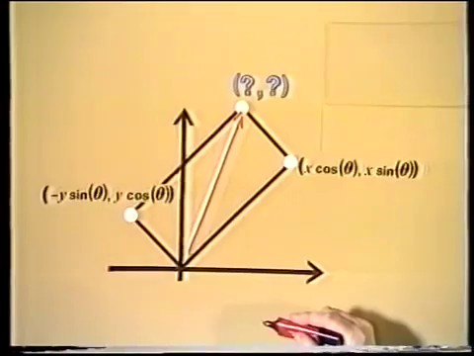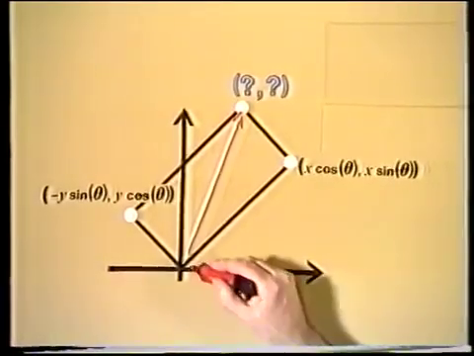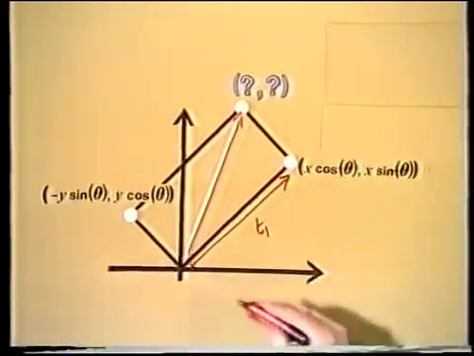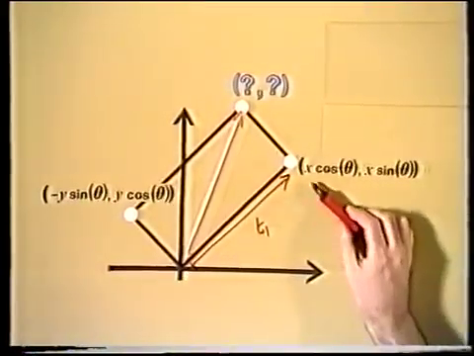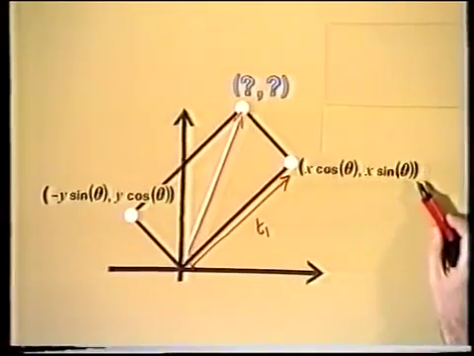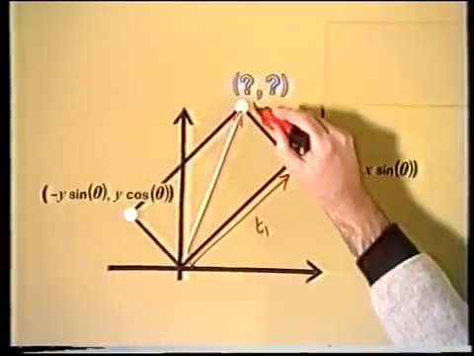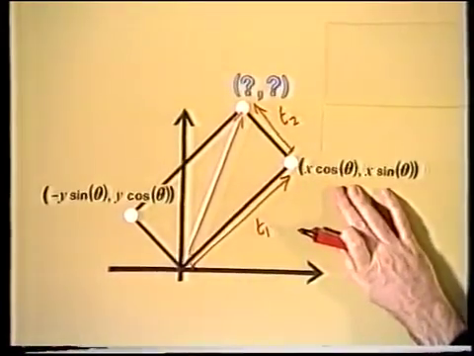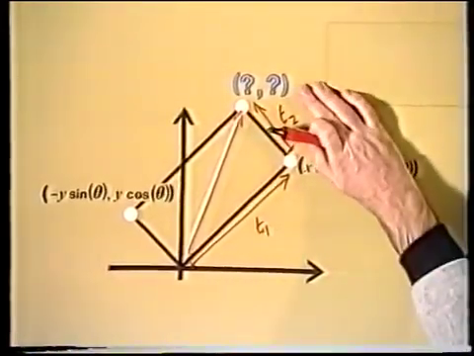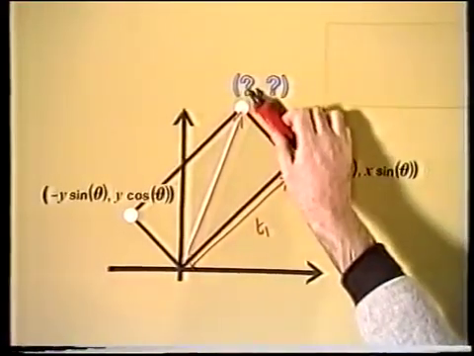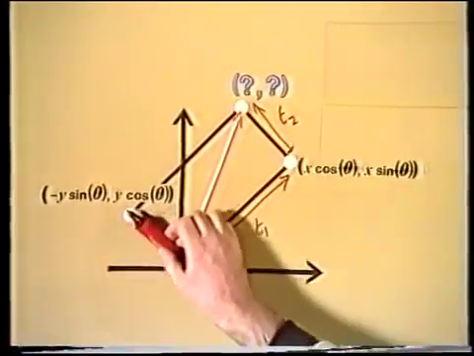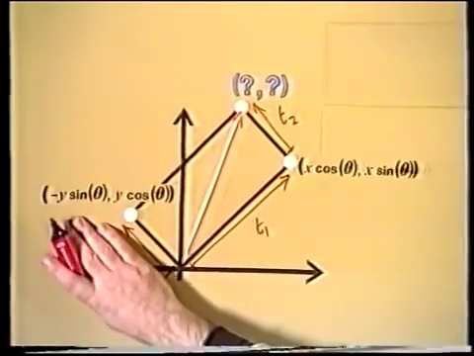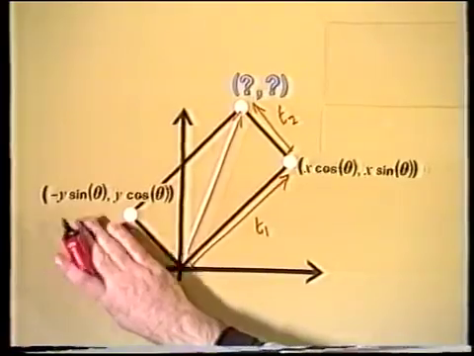And this translation we can do in 2 parts. Firstly, this translation, let's call it T1, takes the origin out to (x cos theta, x sin theta). And secondly, this translation, T2, takes (x cos theta, x sin theta) out to the point that we want. Well, what do we know about this translation, T2? It's the translation that takes the origin out to the point (minus y sin theta, y cos theta).